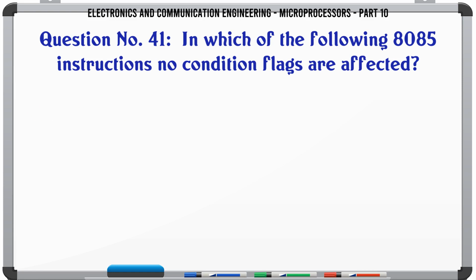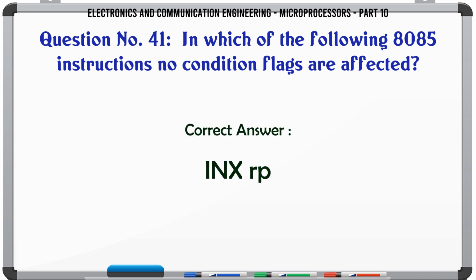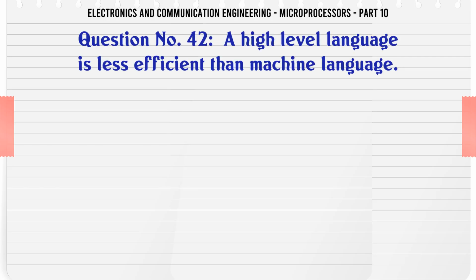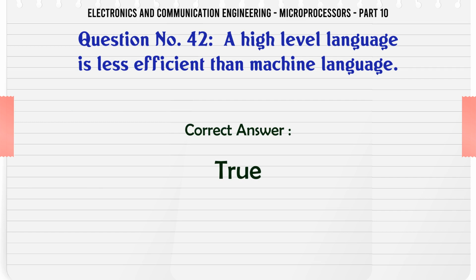In which of the following 8085 instructions no condition flags are affected? A. INXRP. B. INRR. C. SPI data. D. INRM. The correct answer is INXRP. A high-level language is less efficient than machine language. A. True. B. False. C. D. The correct answer is true.